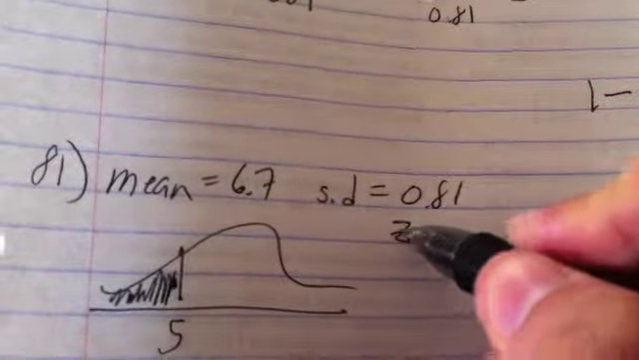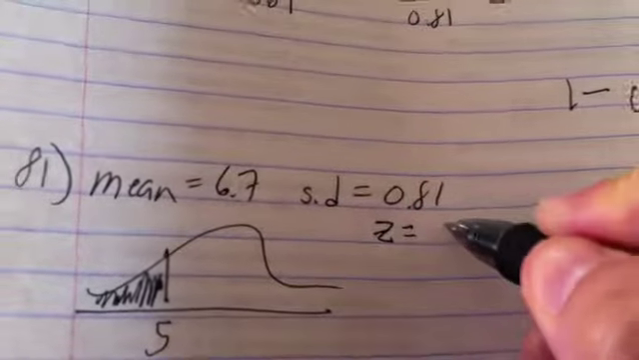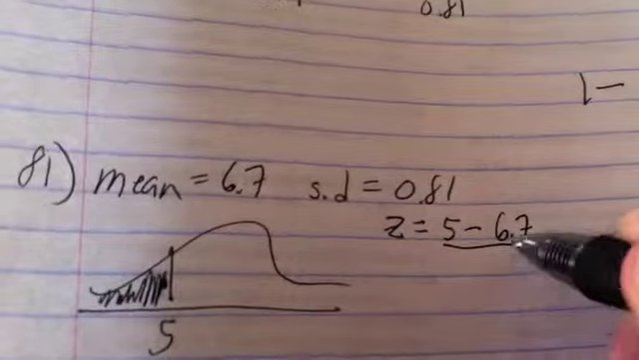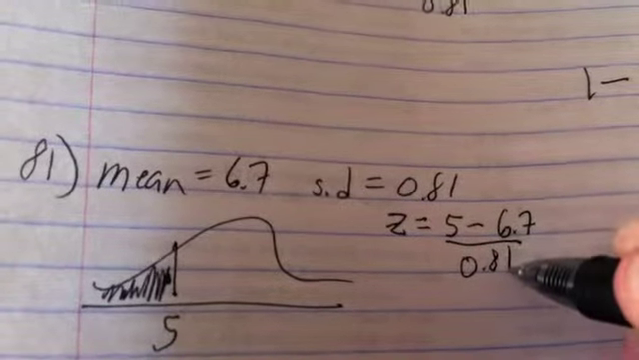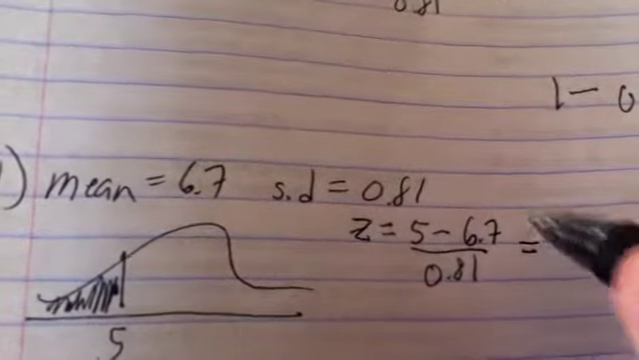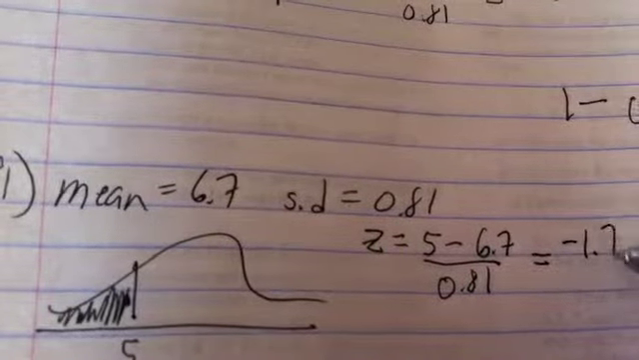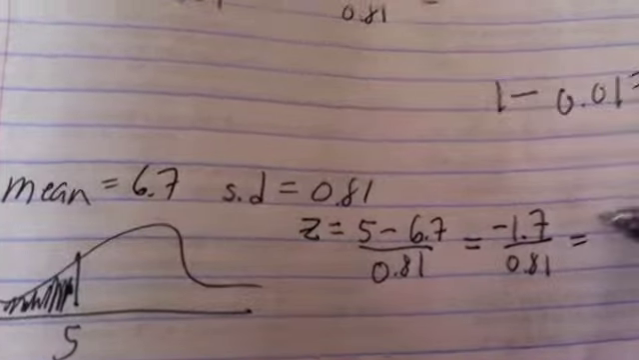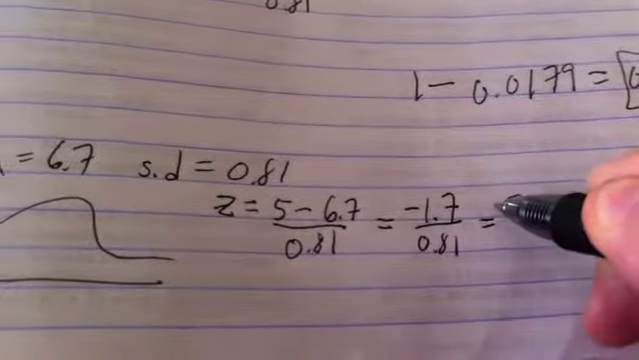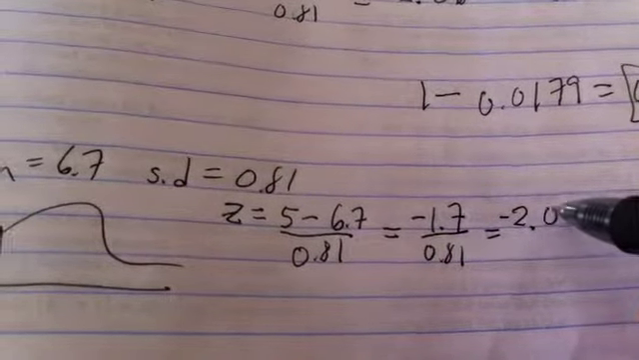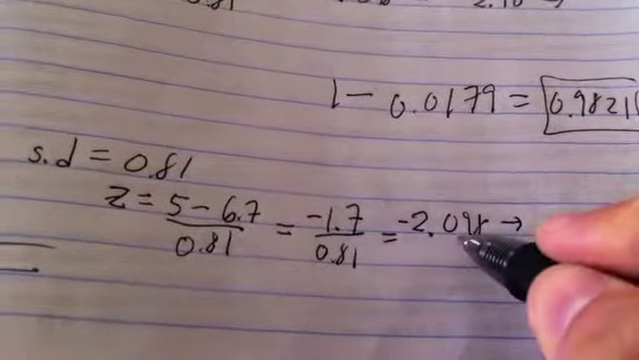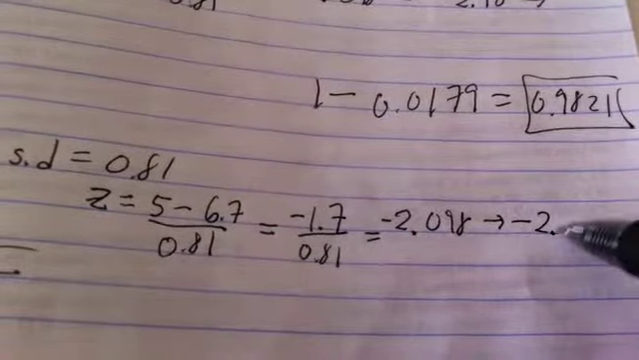So we need to convert this score to a z-score. So remember, to find a z-score, we're taking the number we're looking at, the 5, minus the mean, 6.7, over the standard deviation, 0.81. So 5 minus 6.7 is negative 1.7, divided by 0.81 gives us negative 2.098, which we want to round to 2 decimals. So if I round that, it's negative 2.10.